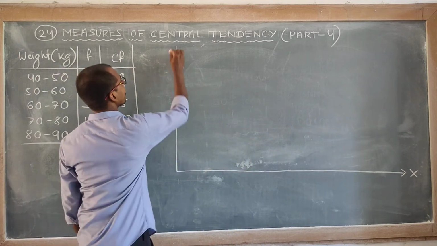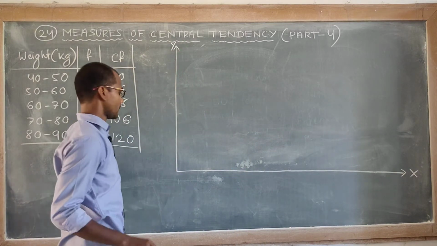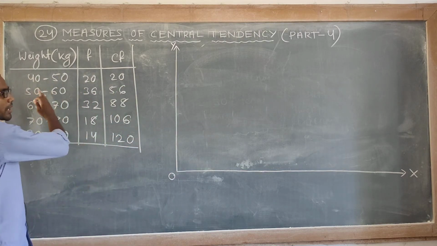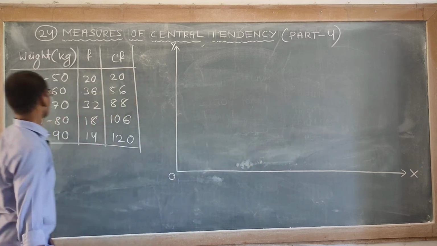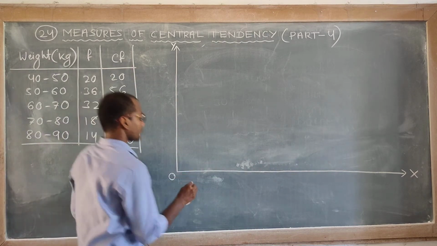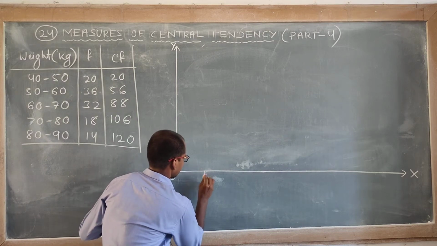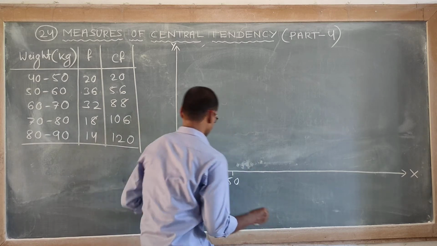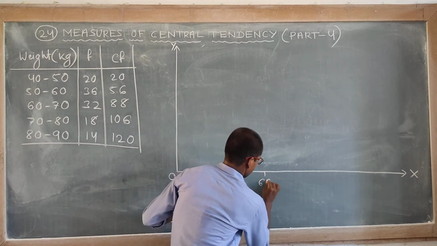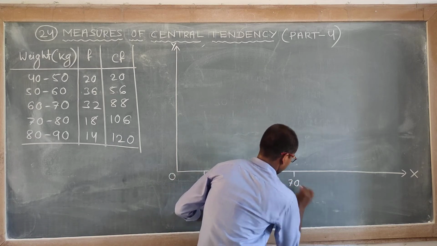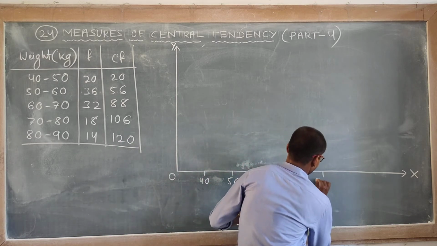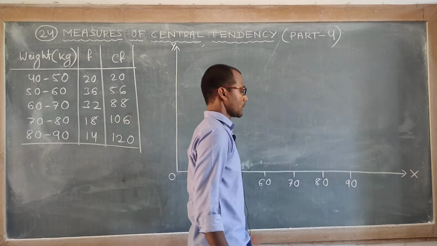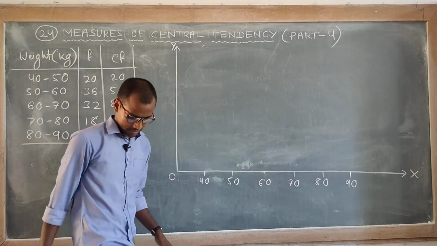This is the x-axis. This is the y-axis. Okay. This is the 0 origin. The class interval will be represented along the x-axis. Starting is 40, 50, 60, 70, 80 and 90. We don't need beyond 90. Okay, till 90 we need.